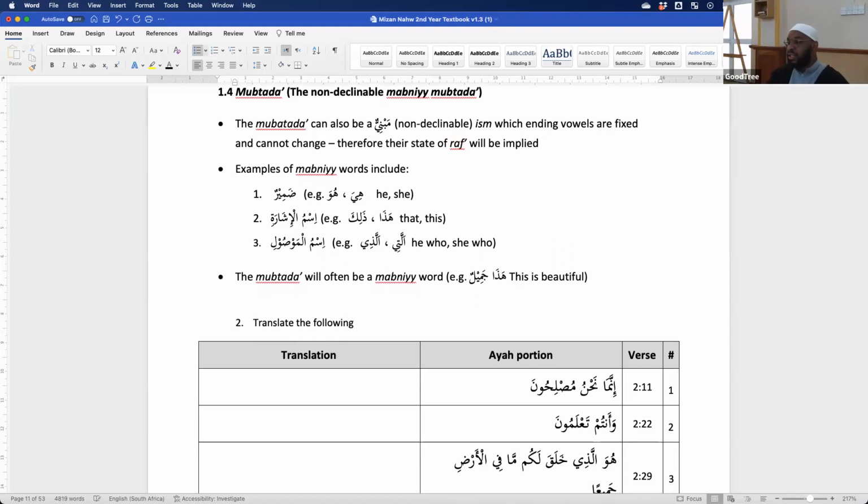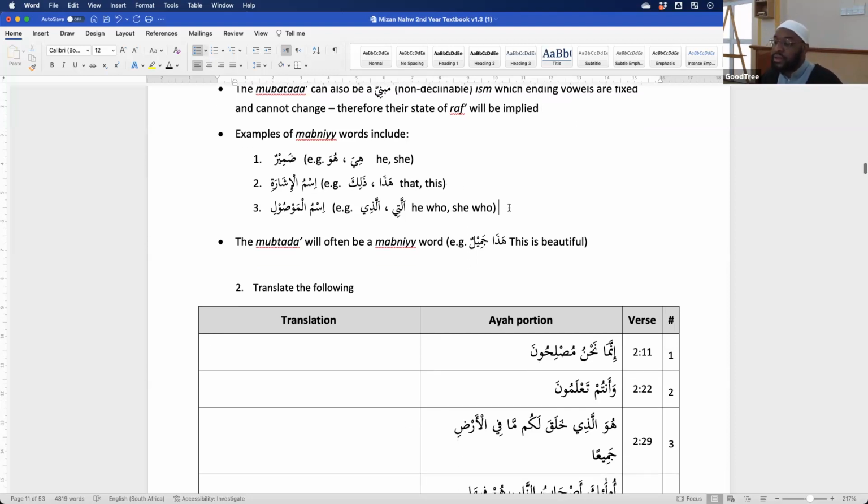What did we say last week? What do you call it when you can't see the hal of the word, but you know it's that hal? Fi mahalli. Excellent. That's called fi mahalli. So it's in a mahal of rafa. This is the meaning of implied. Okay.